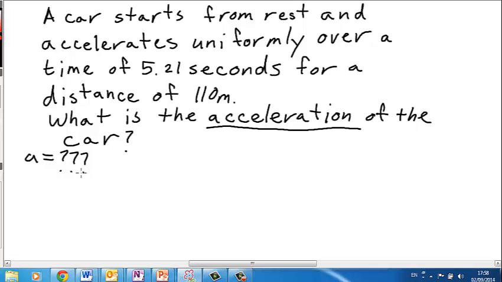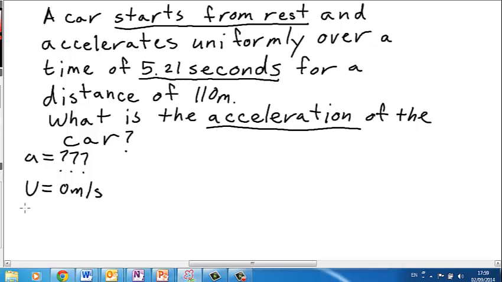Next, let's compile all the information the problem gives us. It tells us the car starts from rest. So this tells us that the car's initial velocity is 0. It's not moving when it starts, 0 meters per second. We're also told that the car accelerates for a total time of 5.21 seconds, and that over this time period the car has a displacement or a distance covered of 110 meters.